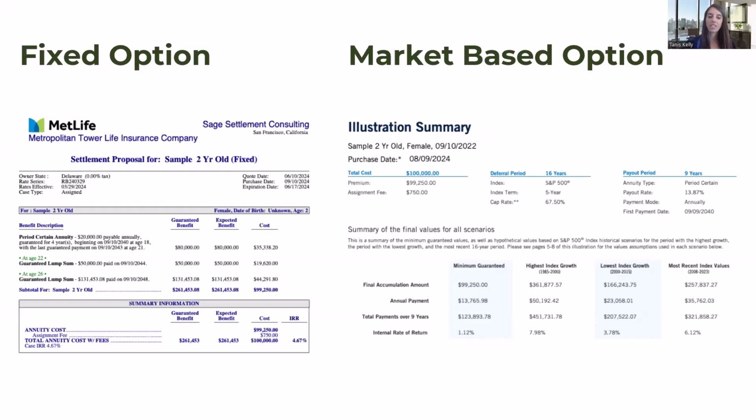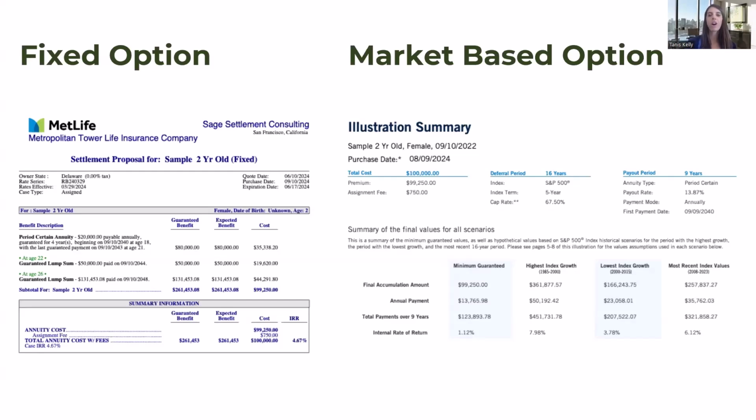You can see that this is an initial investment of $100,000, the full settlement, and it's going to pay out a guaranteed $261,453 between the ages of 18 and 26.